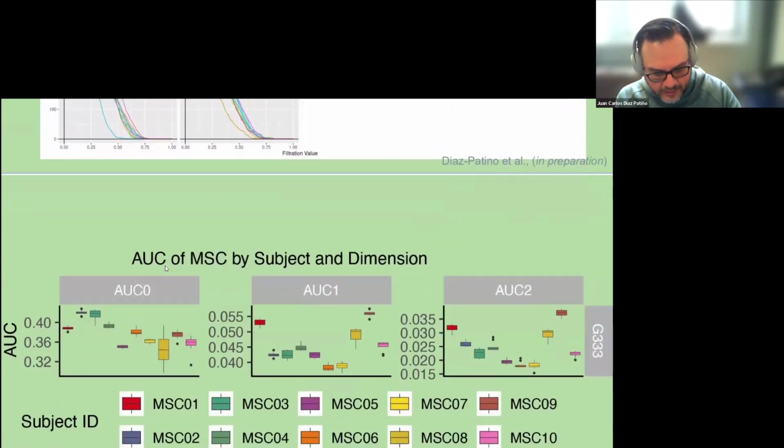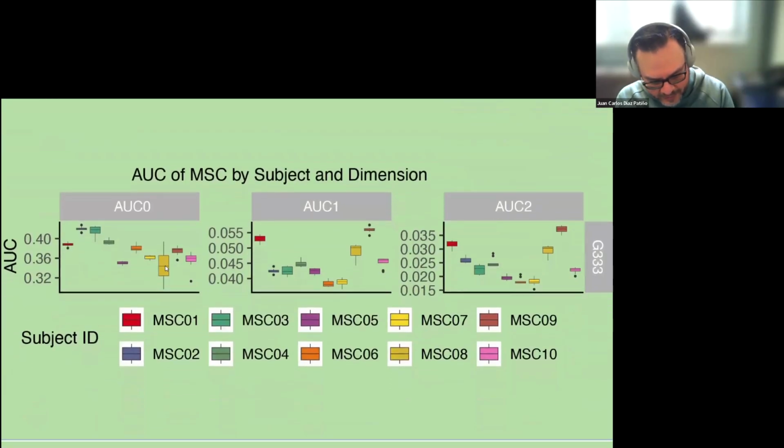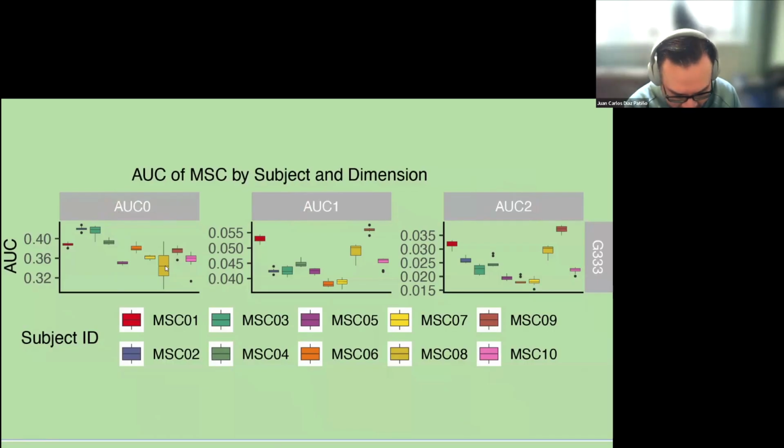So we compare the area of the Betti curves for dimension 0, dimension 1, and dimension 2. And we can see that there are differences between subjects and a lot of variability again for subject number 8.